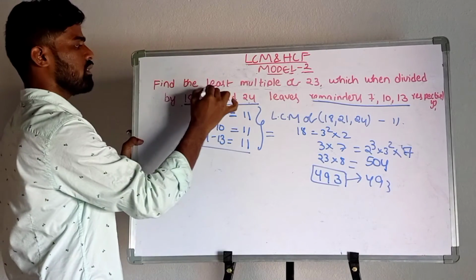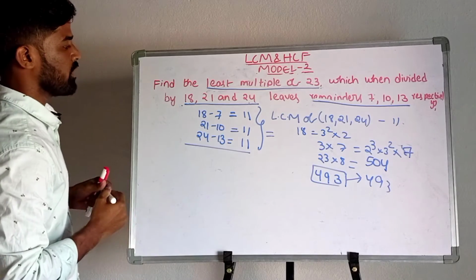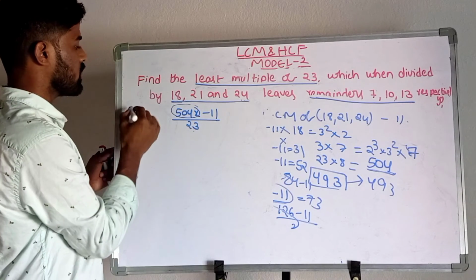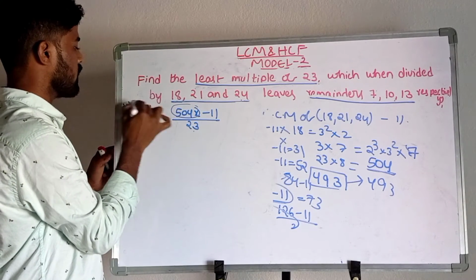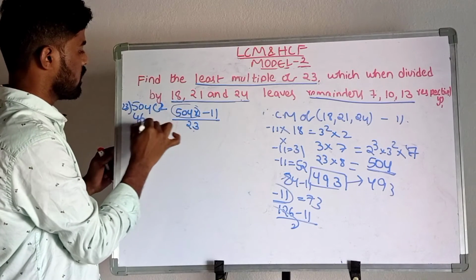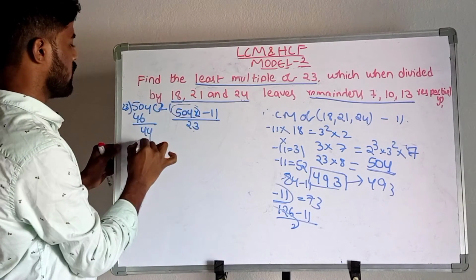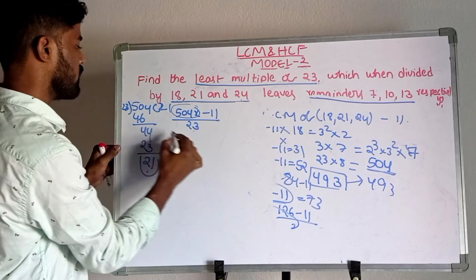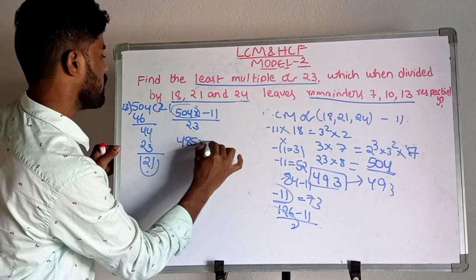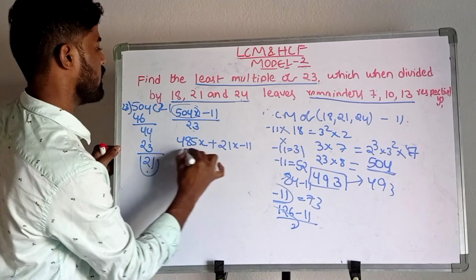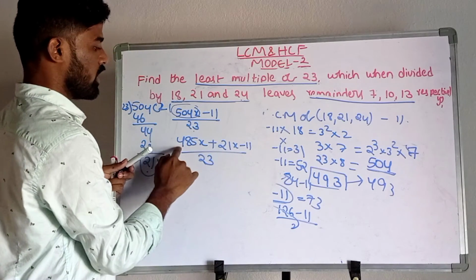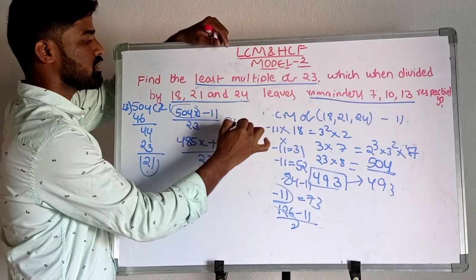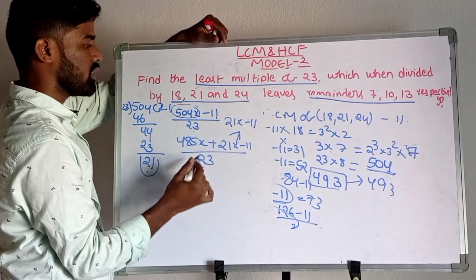But in the question it is stated that we have to find the least multiple of 23. First we write our general term. Here we first write 504x as a multiple of 23. 504 divided by 23: 23 into 2 is 46, 44. 23 into 1 is 23, remainder 21. That means 504 minus 21 is completely divisible by 23. So it is 483x plus 21x minus 11, divided by 23. Here 483x is completely divisible by 23. Now we have to find the value of x for which 21x minus 11 is completely divisible by 23.